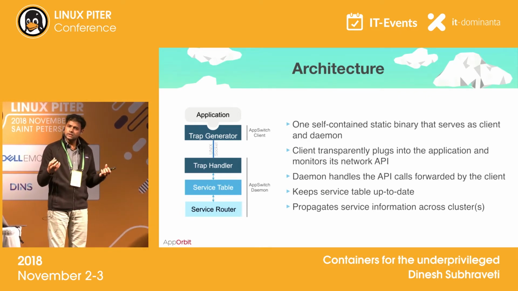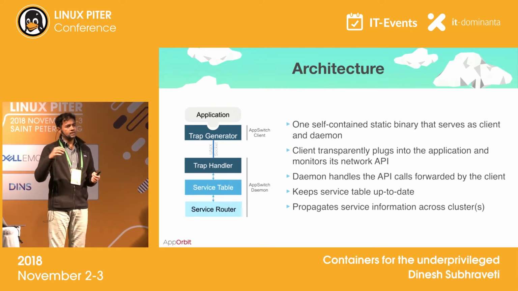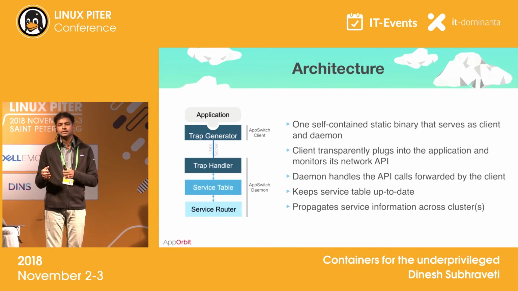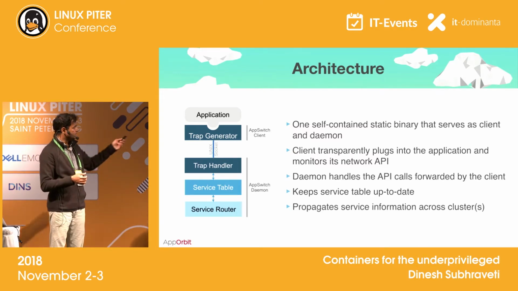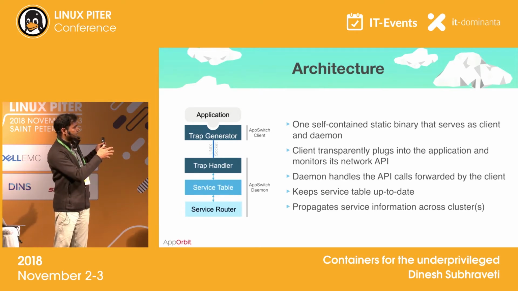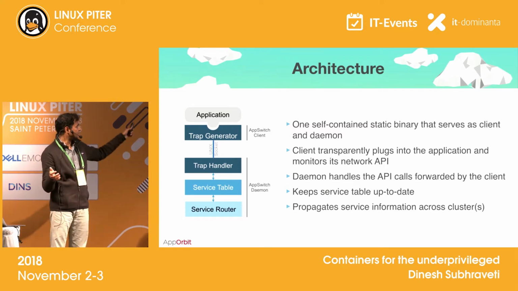It's a convenient use case to provide networking to the network namespace, but otherwise AppSwitch itself doesn't require the use of containers. You can have any application running, and the network for that application can be conducted by that trap handler. And basically what happens is you have multiple instances of this AppSwitch.